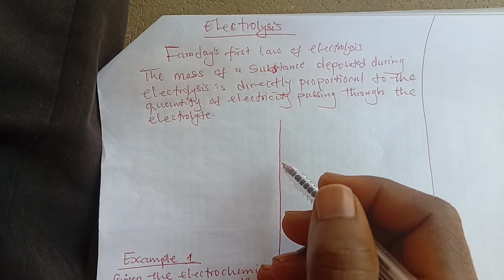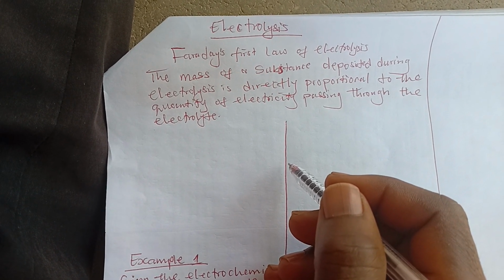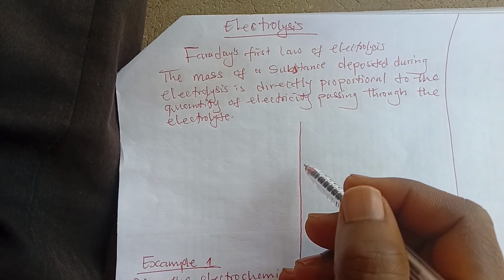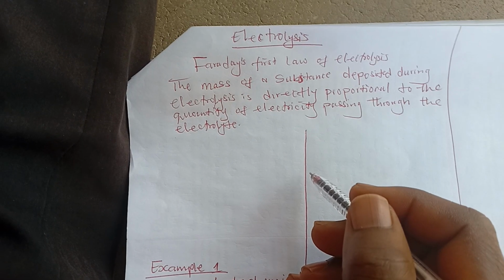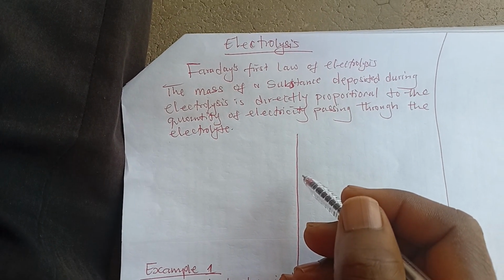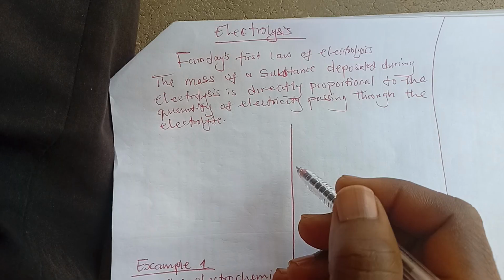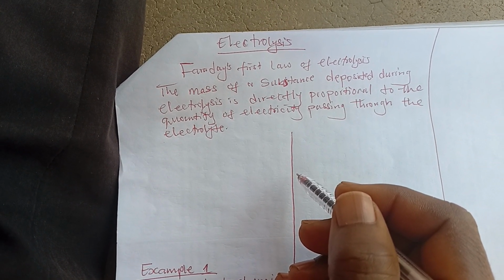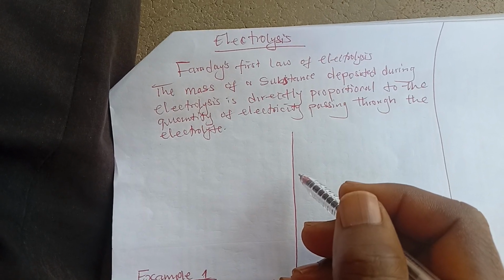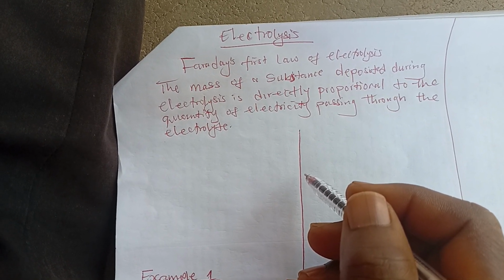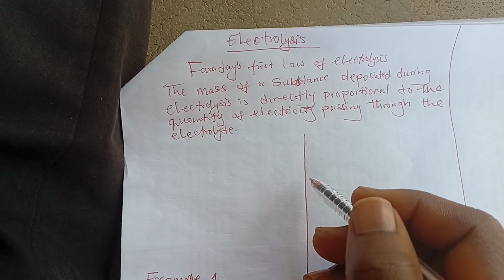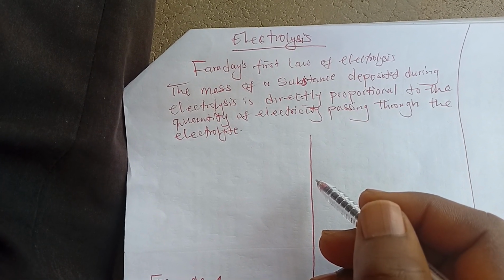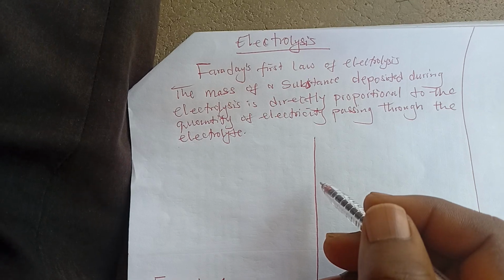All right. Today we are going to solve problems on electrolysis, not everything, but the basic ones that we really need for now. So the first thing is we're going to consider the first law of electrolysis, which states that the mass of a substance deposited during electrolysis is directly proportional to the quantity of electricity passing through the electrolyte.